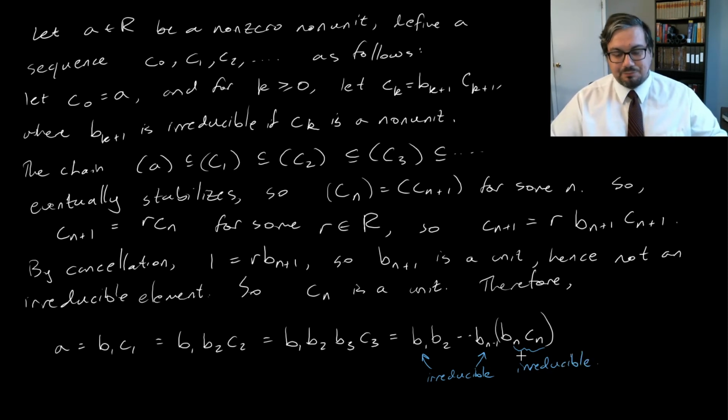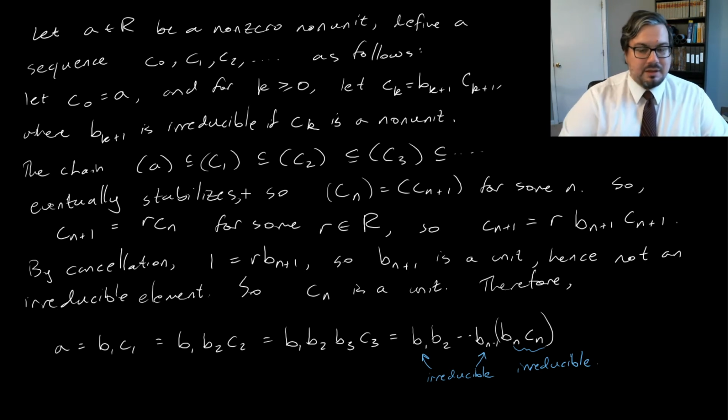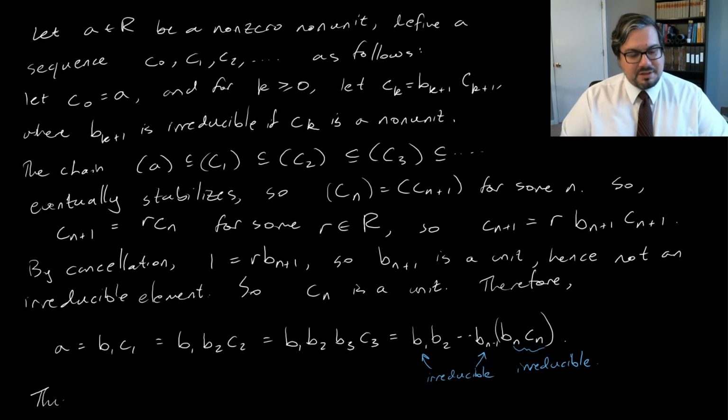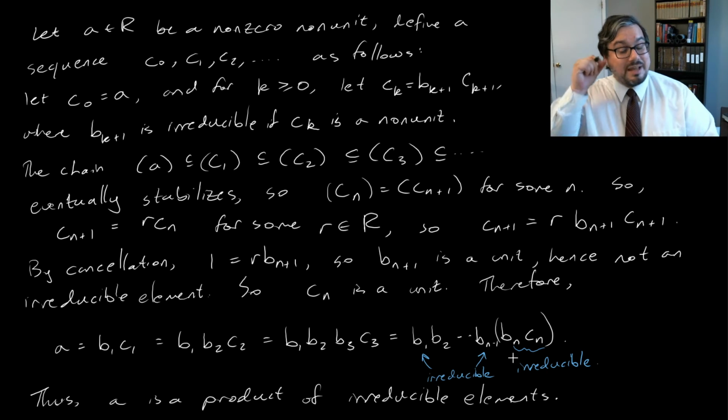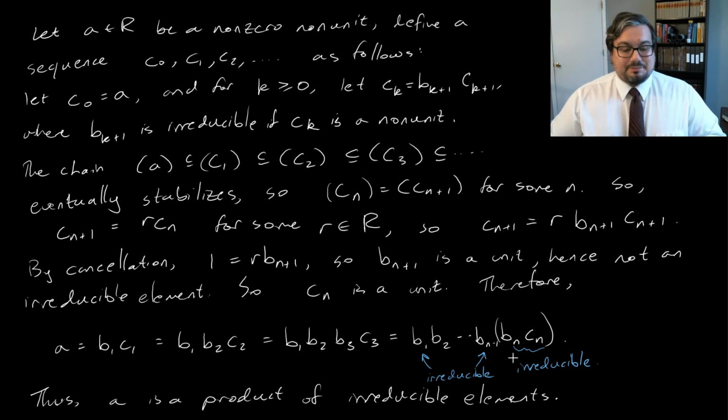This is easy to see. So in other words, any associate of an irreducible element is an irreducible element. Thus, we have that A is a product of irreducible elements. So in a Noetherian ring, any element can be written as a product of irreducible elements.